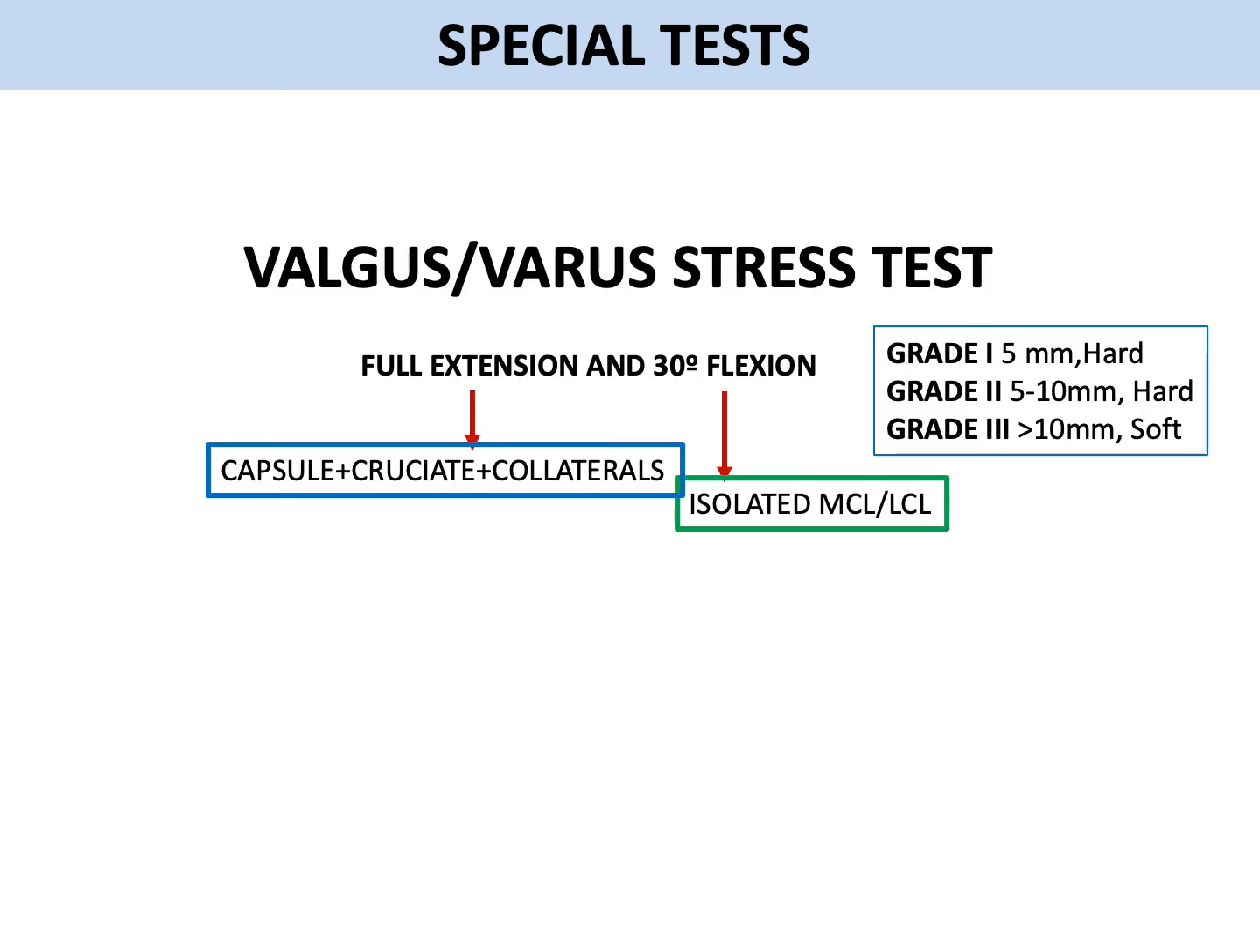Now we want to look for the cruciate ligaments and the collaterals. Collaterals are very important, and it's important to perform the valgus or varus stress test in both full extension and 30 degrees of flexion. If it's positive in full extension, the pathology is in the capsule, cruciate ligaments, and also in the collaterals. But if it's positive in 30 degrees of flexion only, it's the isolated medial collateral ligament or lateral collateral ligament that has been torn. So it has to be performed in both full extension and 30 degrees of flexion.